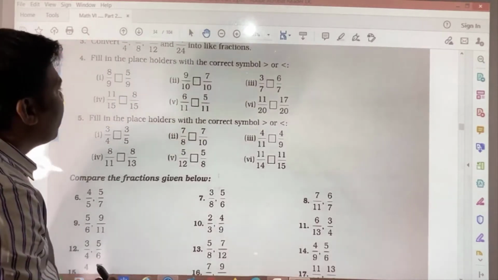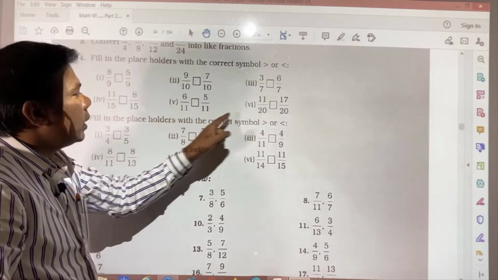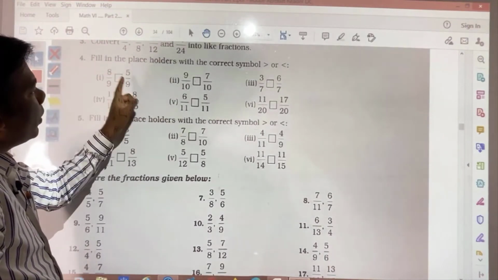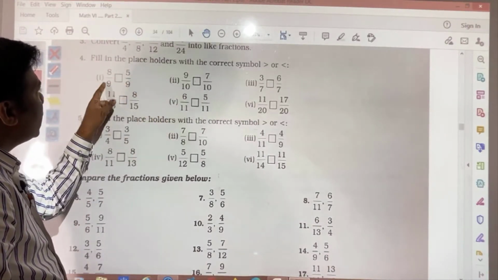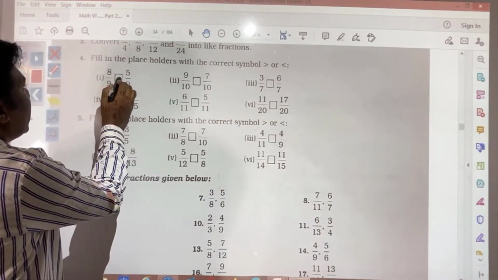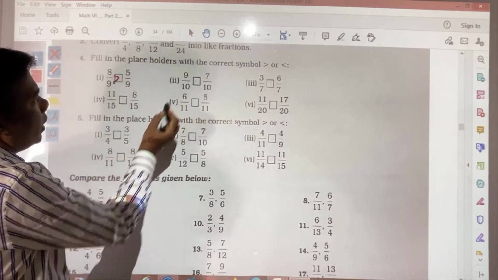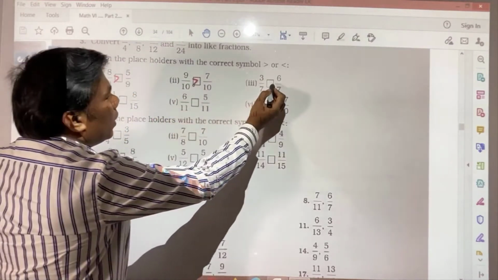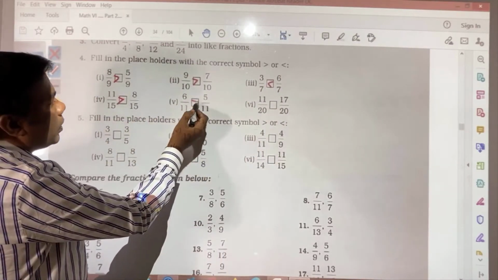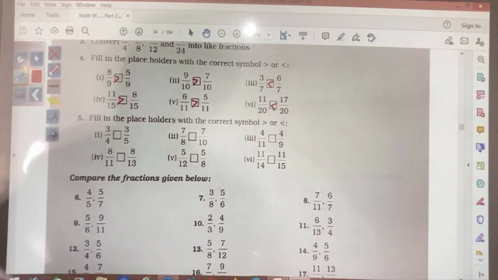So what rule will be applied? Here you see all denominators are equal. So if denominators are equal, then we need to compare numerators. The fraction which has the greater numerator will be the greater fraction. So 8 by 9 and 5 by 9, 8 is greater than 5, that's why this will be greater. 9 by 10 will be greater. Here 6 by 7 will be greater, 11 by 15 will be greater, 6 by 11 will be greater and 17 by 20 will be greater.